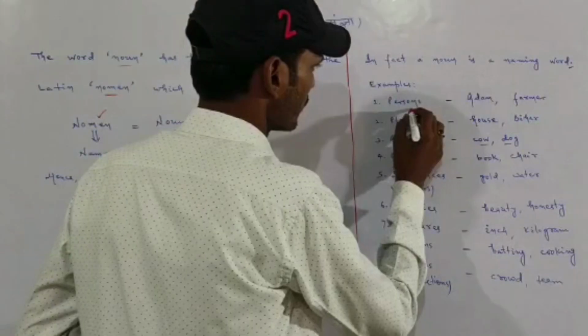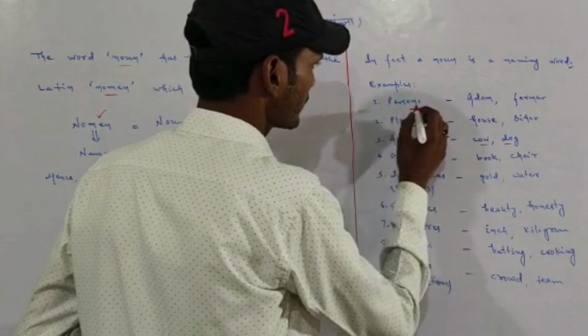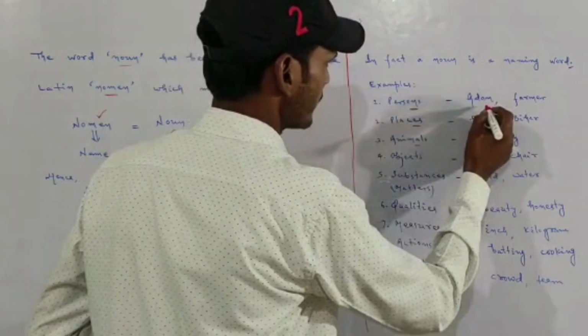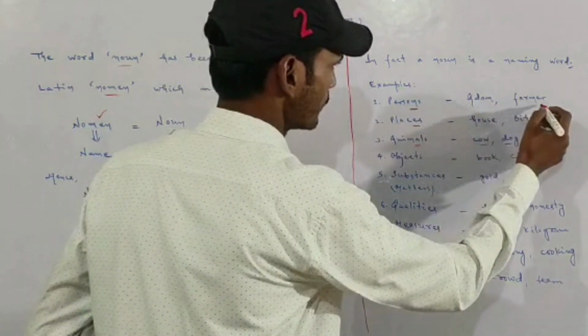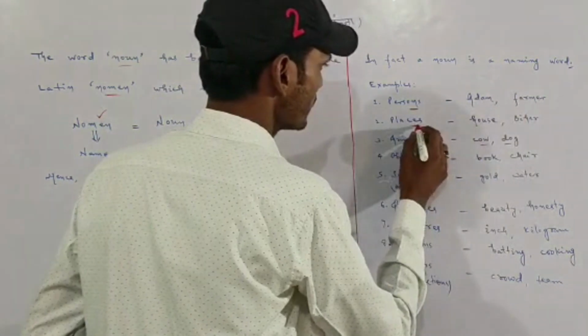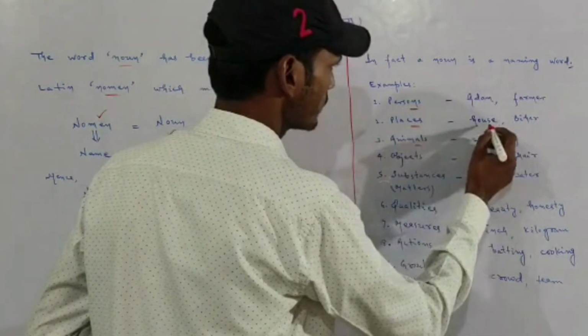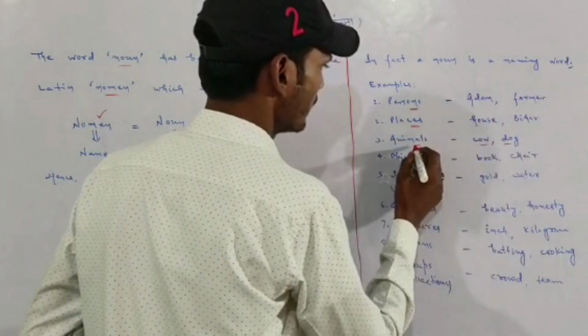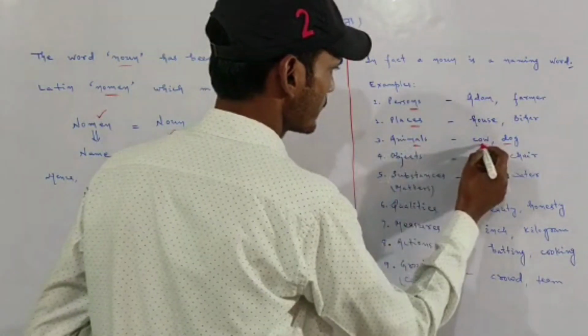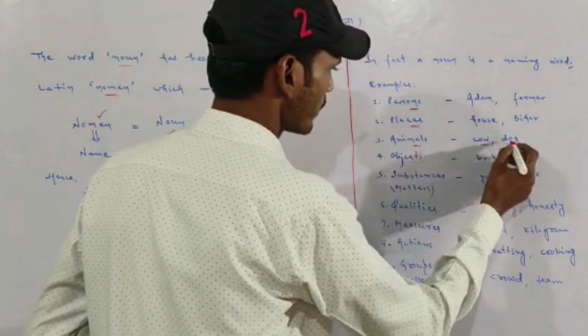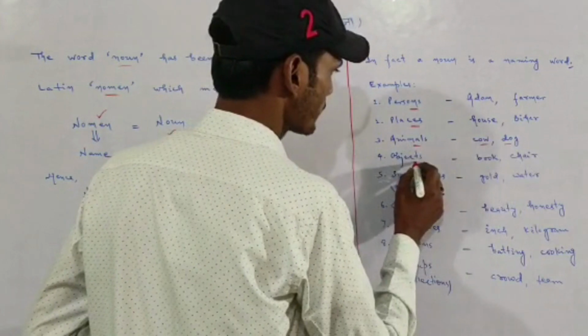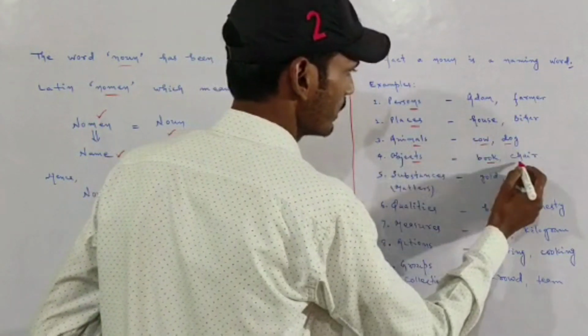Examples. पर्सन्स जैसे एडम, फार्मर. प्लेसेस जैसे हाउस, बिहार. एनिमल्स जैसे काउ, डॉग. ऑब्जेक्ट्स जैसे बुक, चेयर.